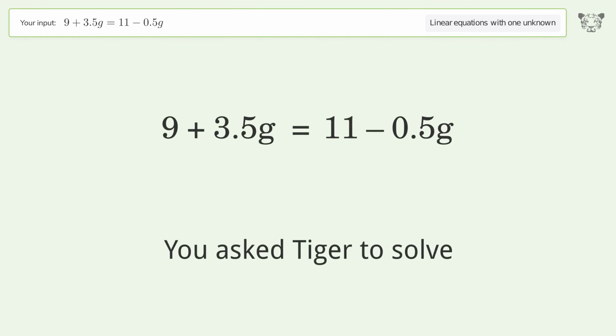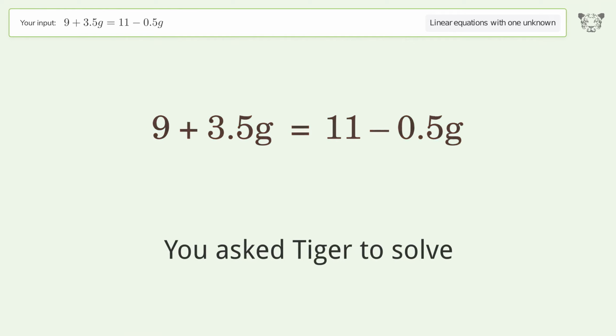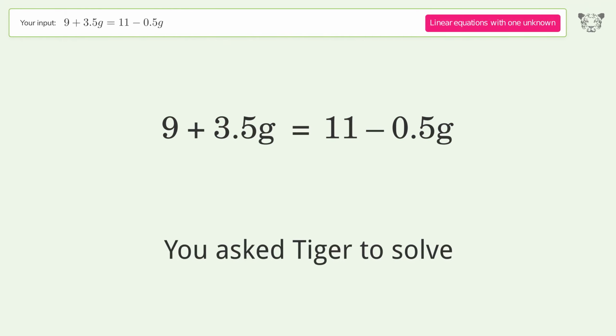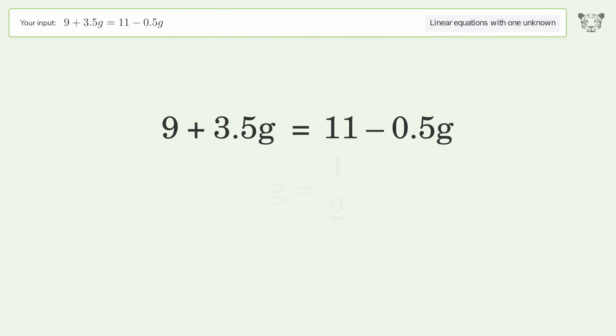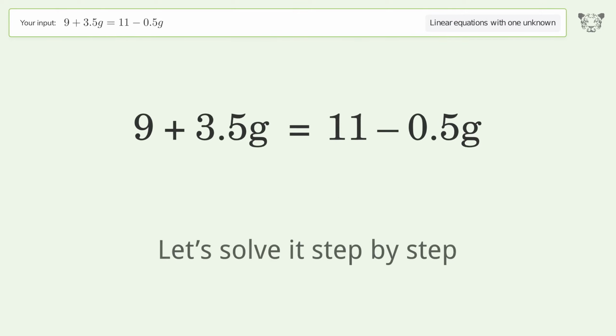You ask Tiger to solve. This deals with linear equations with one unknown. The final result is g equals 1 over 2. Let's solve it step by step.